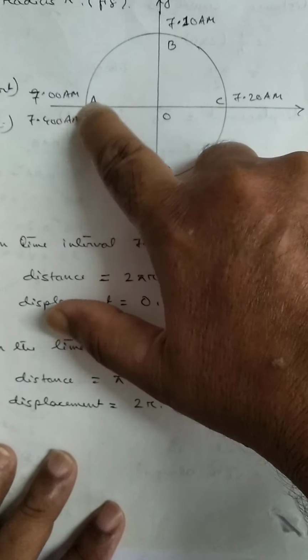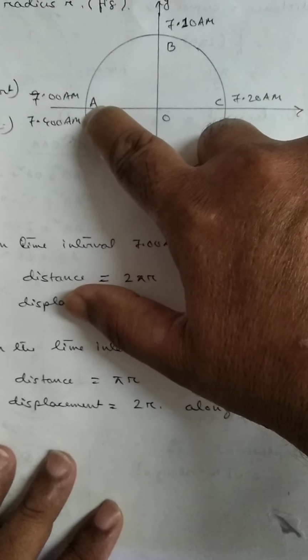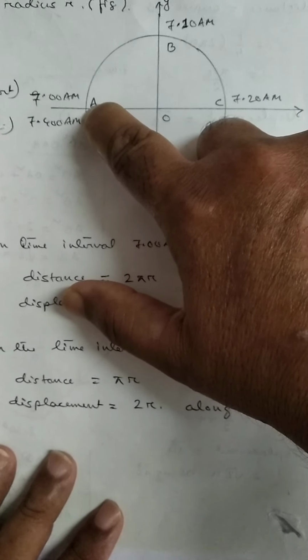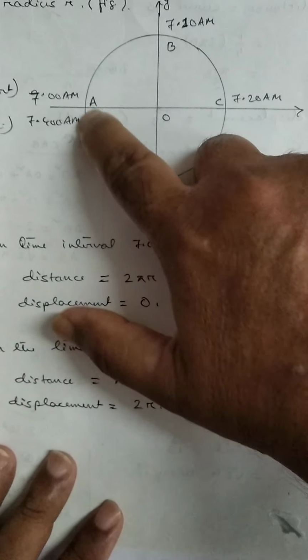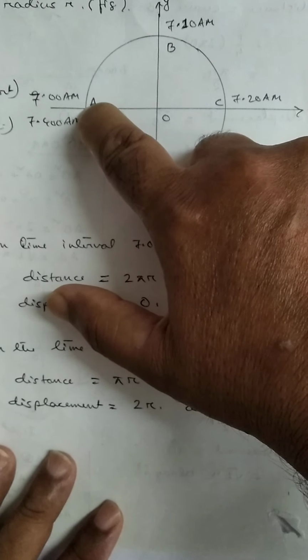Circumference of the circle. So distance traveled is twice pi r. But what is displacement here? The displacement here is equal to 0. Why is displacement equal to 0 here? Because initial and final position are the same in the time interval 7 to 7:40.